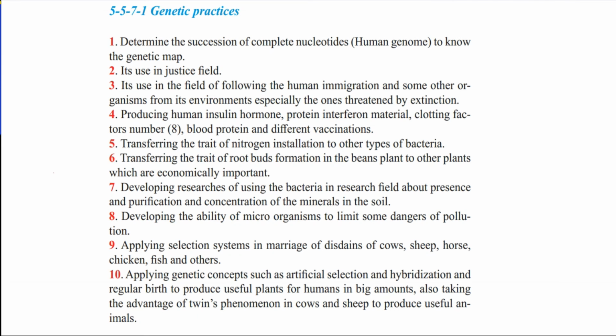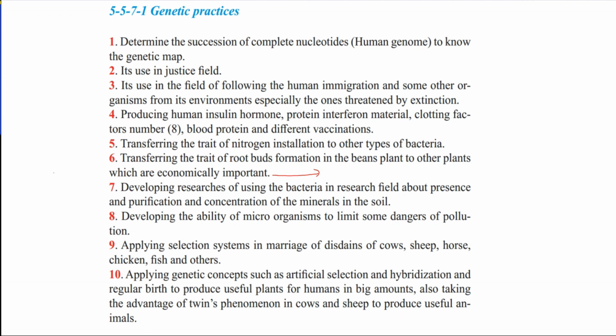Producing the human insulin hormone, as we studied, is an example of genetic engineering. Protein interferon, clotting factors, blood proteins, and different vaccines can be produced. Transferring the trait of nitrogen fixation to other types of bacteria. Transferring the trait of root nodule formation in the bean plant to other economically important plants, which now may undergo many changes in living things; we call them genetically modified organisms.